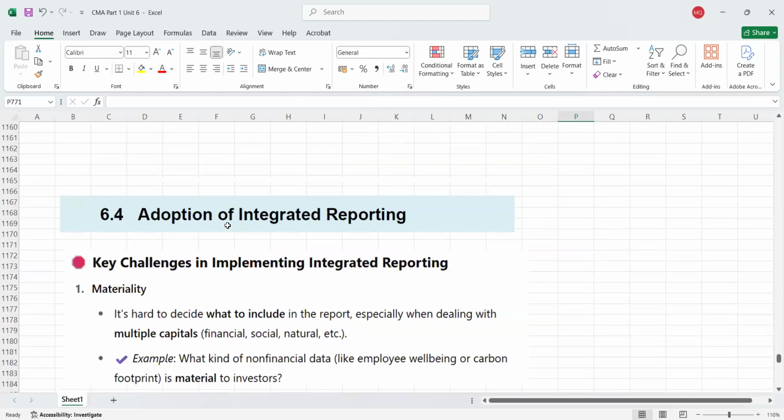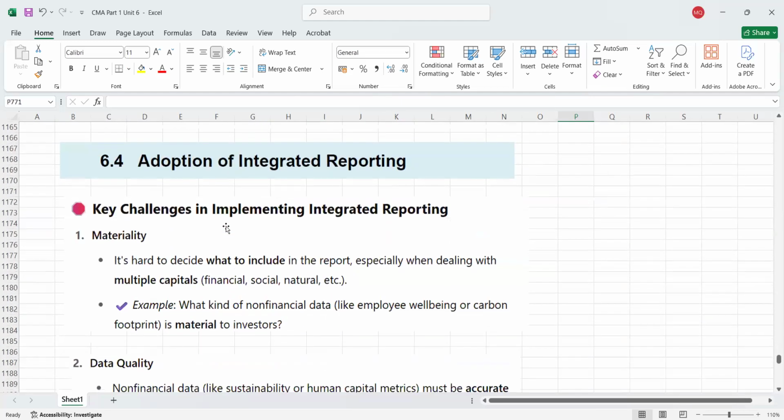So now there is a last section. It is a short lecture again today, but the important thing is you need to grab this information. It's theory, and then you need to practice the questions. So we are discussing now adoption of integrated reporting. This is the fourth and the last topic of unit number 6. Okay, so adoption of integrated reporting, what does it mean?